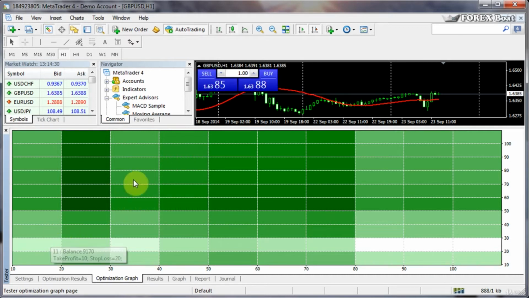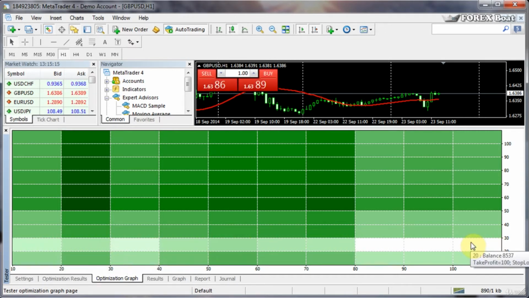Also, you can see from this chart that this area of squares was quite profitable. So if your take profit is between 40 and 80 and your stop loss is between 50 and 100, then you're likely to have profitable results in these backtests. And conversely, you can see this light shaded line, which is quite interesting, because if your stop loss is equal to 20, then you're more likely to have losses.